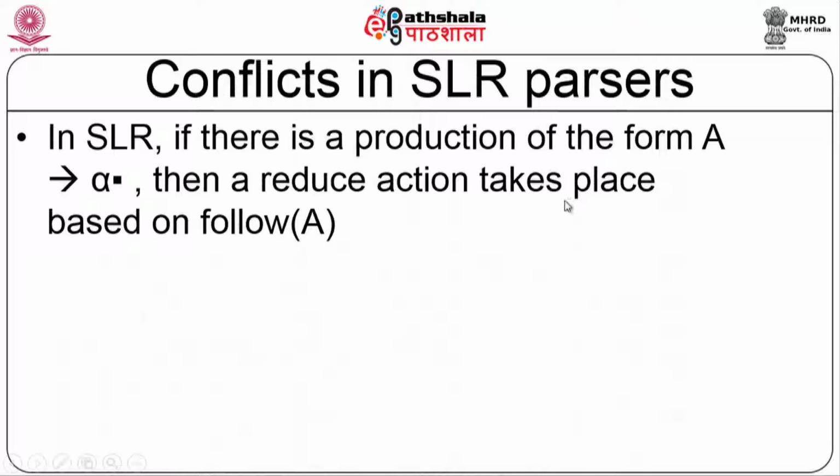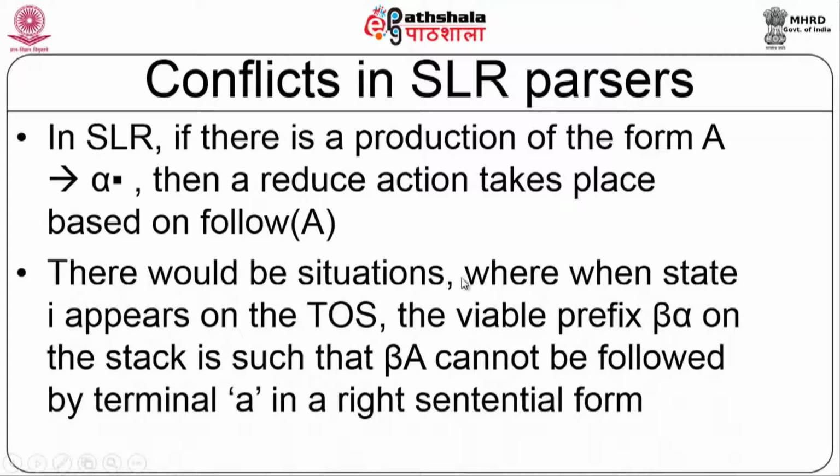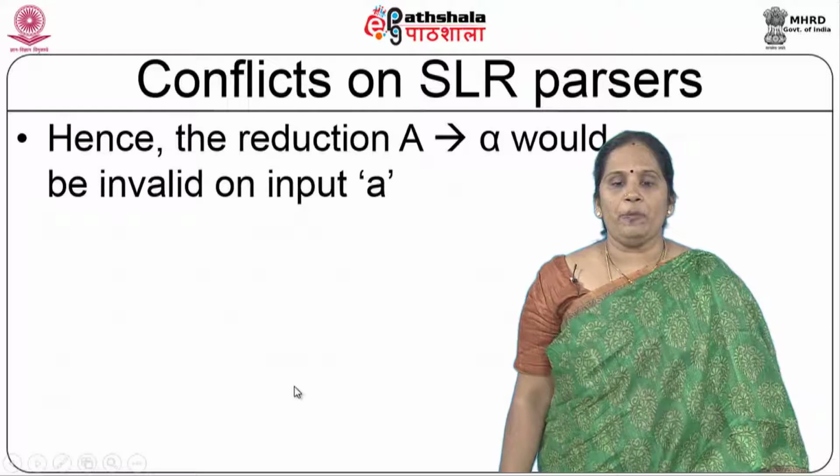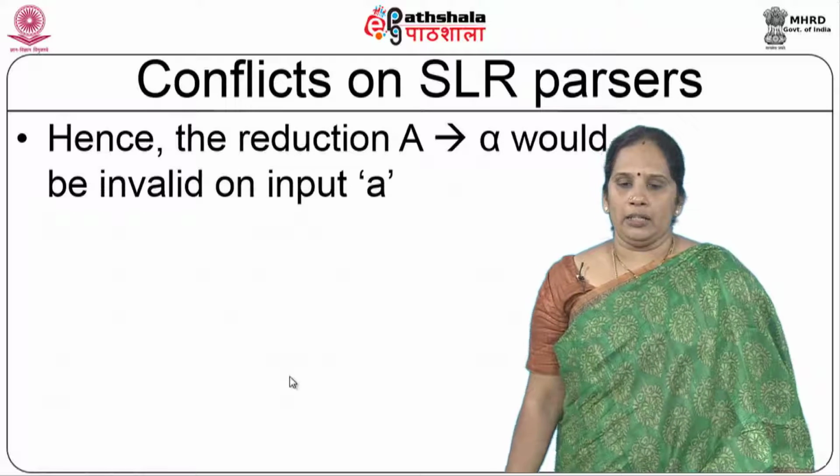So, in SLR, if there is a production of the form A produces alpha dot, then a reduce action takes place based on the follow of A. There would be situations where, when state I appears on the top of the stack, the viable prefix beta alpha on the stack is such that beta A cannot be followed by the terminal a in a right sentential form. So, this is exactly the problem. If I replace alpha with A, I will not have a in the right sentential form. Hence, the reduction A produces alpha would be invalid on input terminal being a.